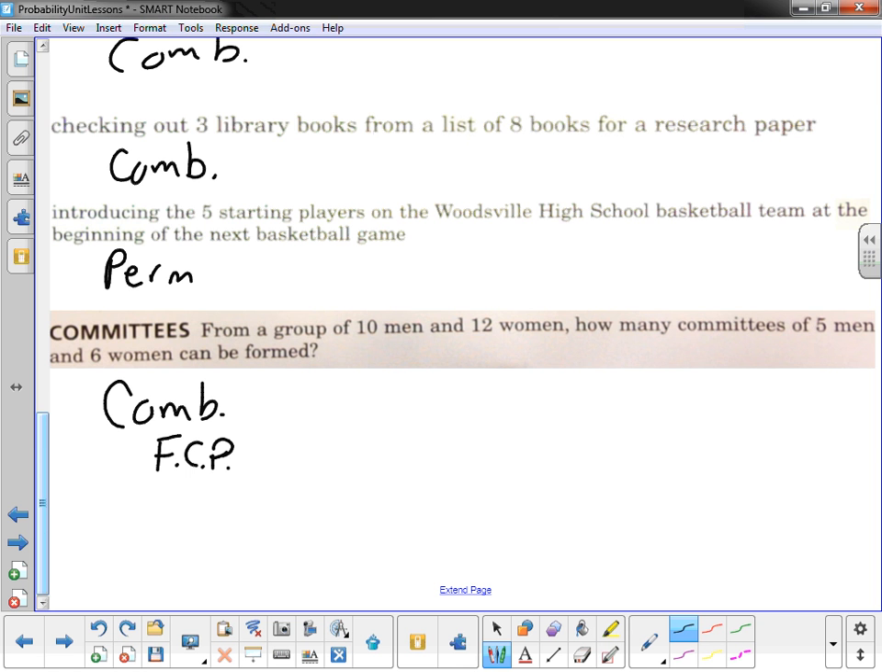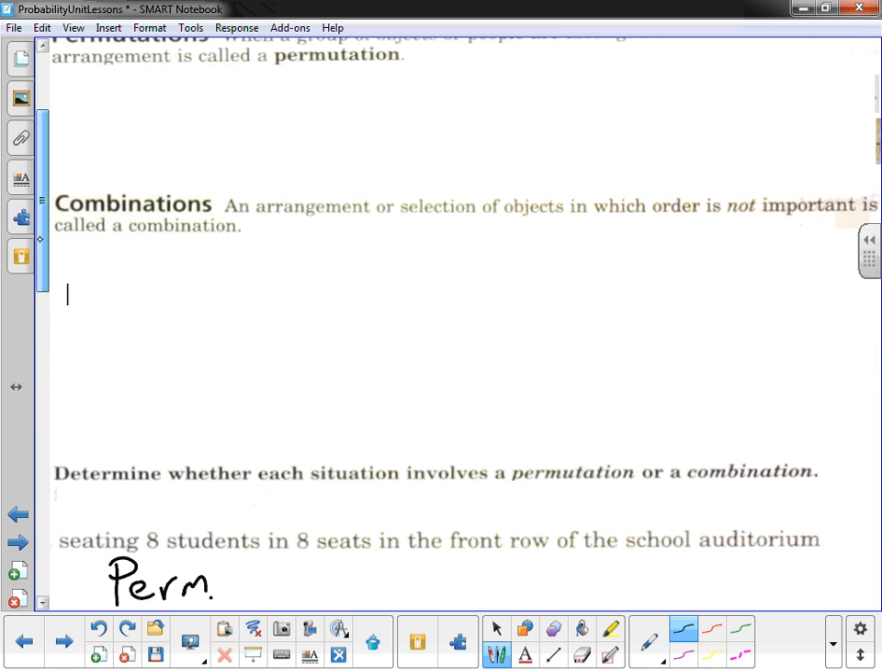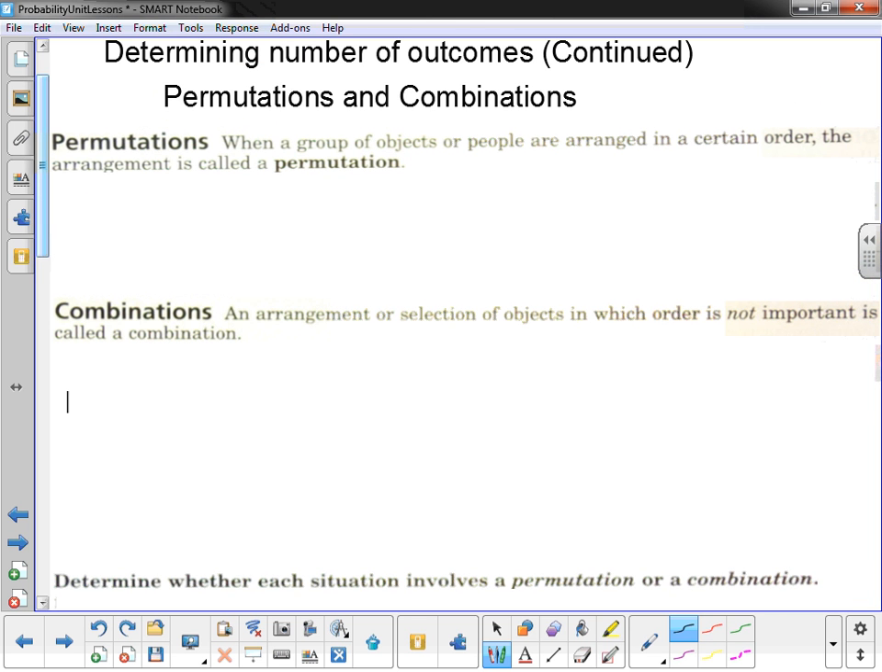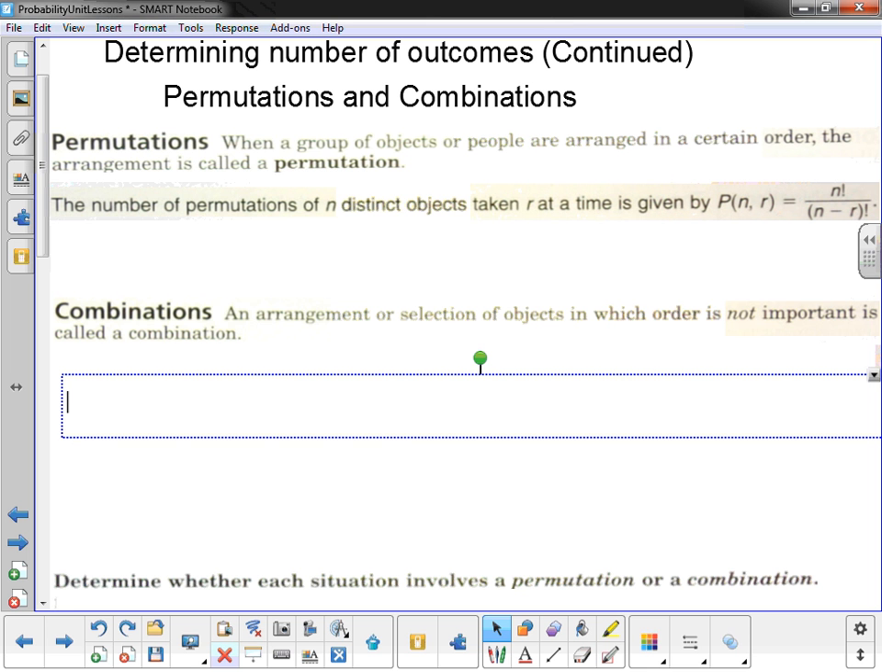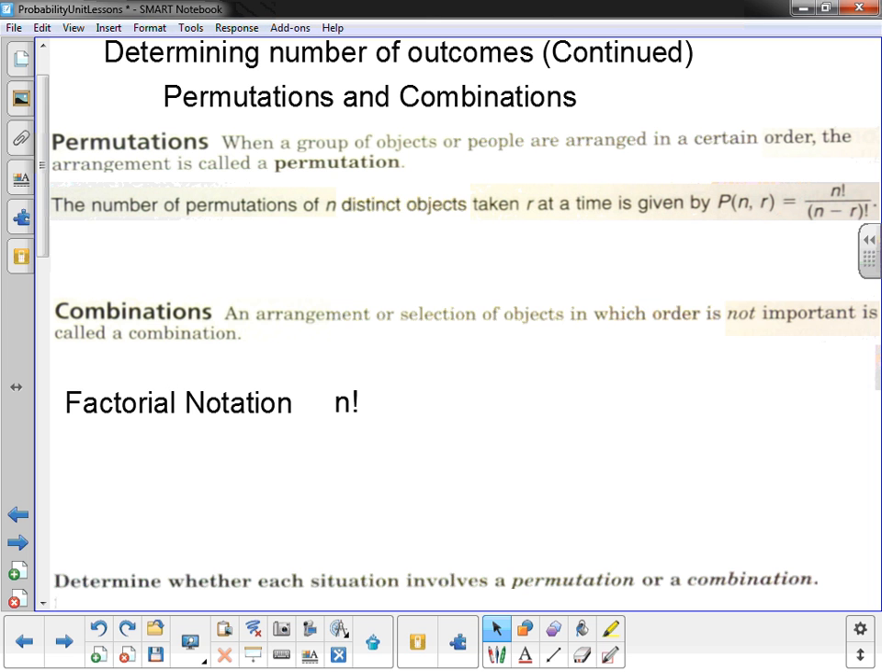Okay, so now we figured out whether or not they're a permutation or a combination. The next thing to figure out is how do I calculate these permutations or combinations? Well, if it's a permutation, the number of permutations of n distinct objects taken r at a time. So if I had 12 items taken 5 at a time, then it's written as P(n, r) is equal to n! over (n minus r)!. That exclamation point is referred to as factorial notation. It is a factorial. Anything with an exclamation point behind it, that's a factorial.